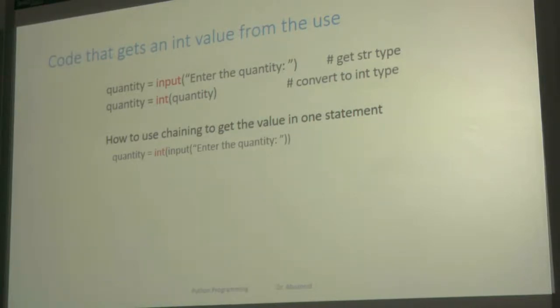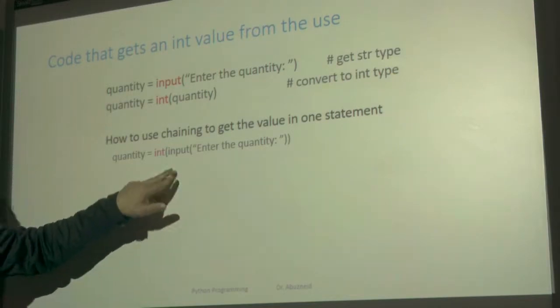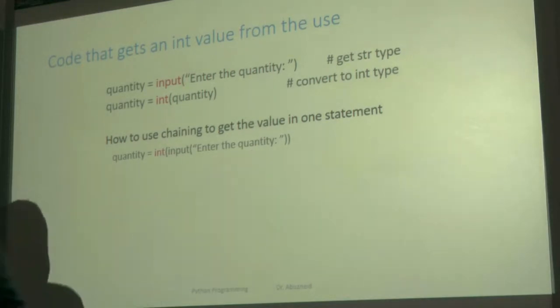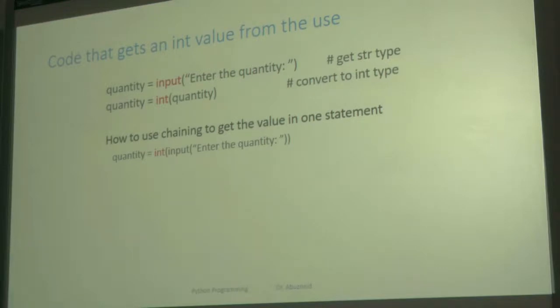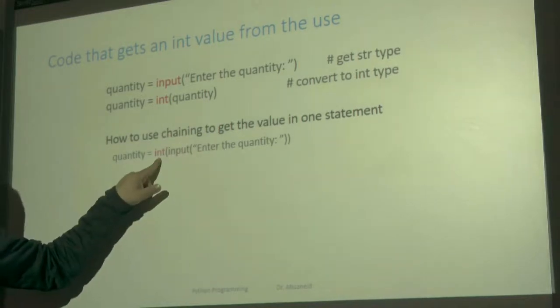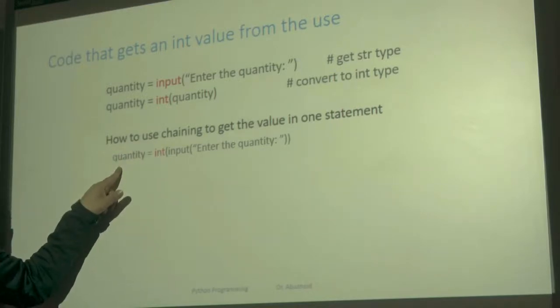Again, this is a similar example. In here, for example, input, enter the quantity. The quantity has to be a number. You cannot have a quantity of 5.5, or a quantity of hello. So whatever you enter in here has to be converted to an integer and then saved in quantity.